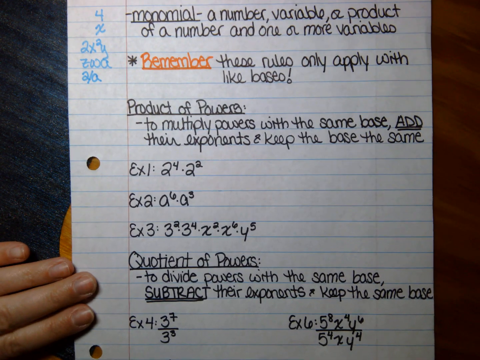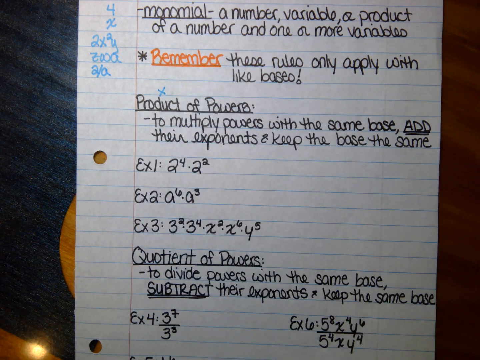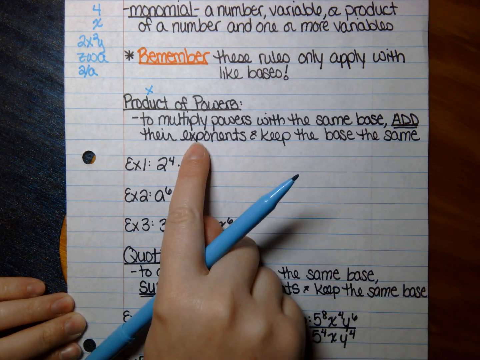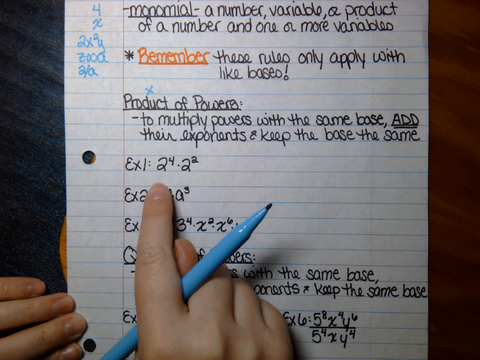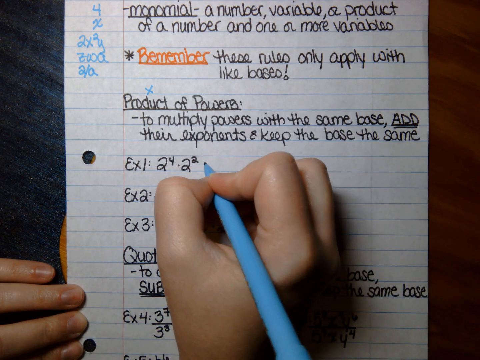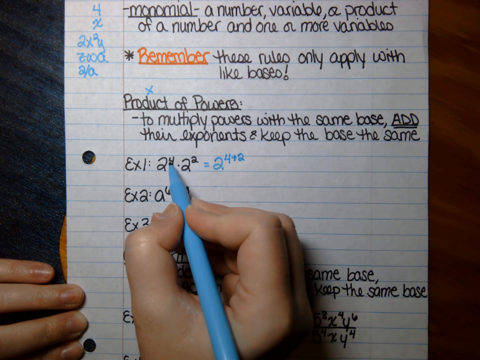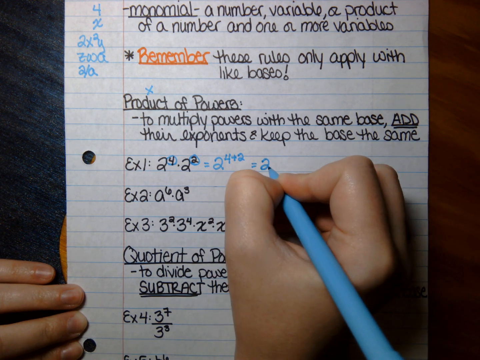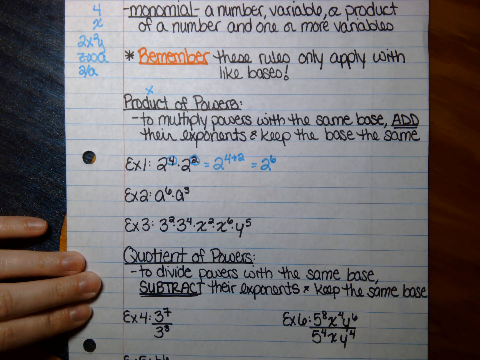So product of powers. Product means multiplying of powers. To multiply powers with the same base, you're simply going to add their exponents and then keep the base the same. So you're not changing the base value. For this one, if you have 2 to the 4th times 2 to the 2nd, this is the same thing as saying 2 to the 4 plus 2. So you're adding those two exponents together. So it's just going to be 2 to the 6th power. Unless it's said to evaluate, that's as far as you go.